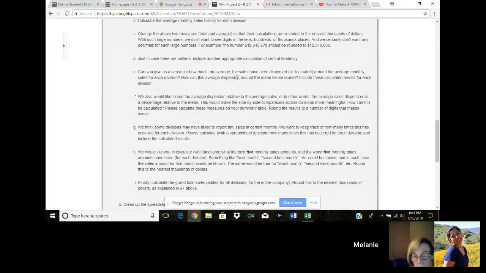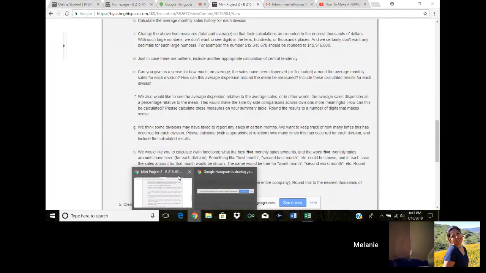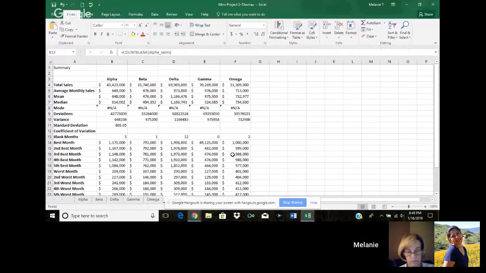I'm in like 4B, so I still have to do C through I. Where are you at? I'm in here. I still have to do the, let's see, where am I? So I am at 4B. So I'll work on that.